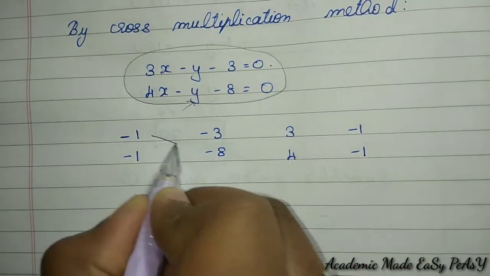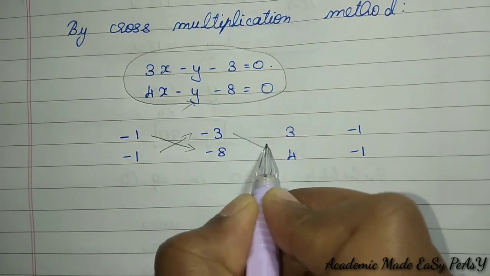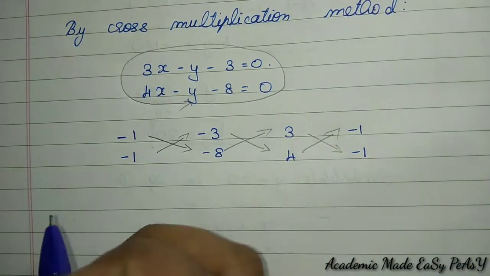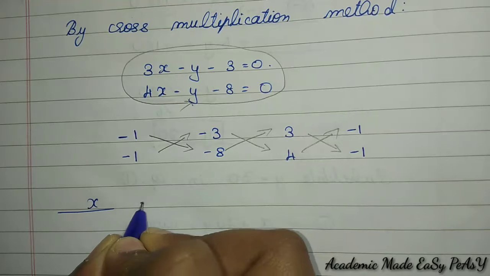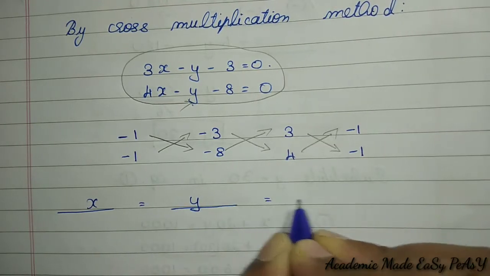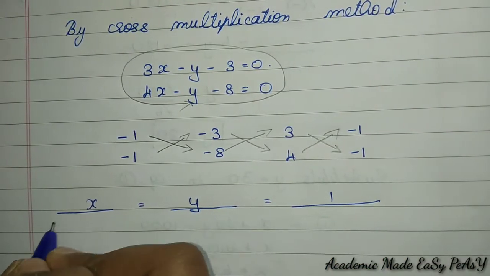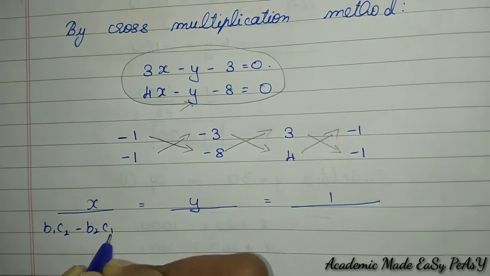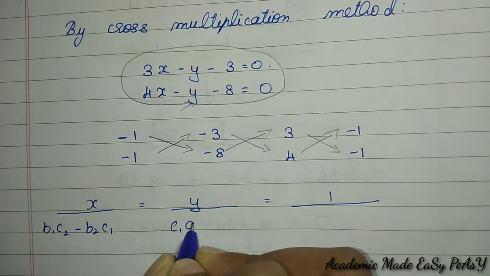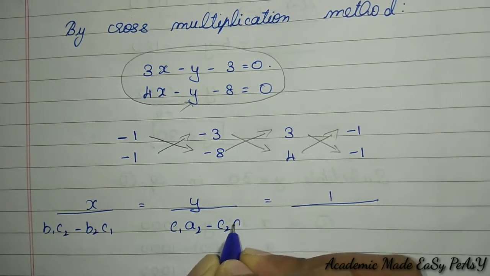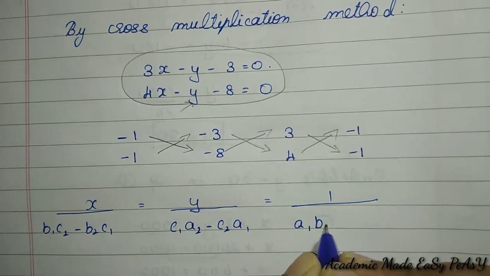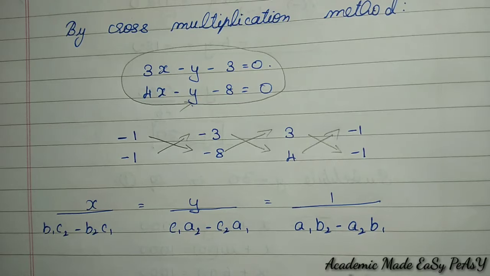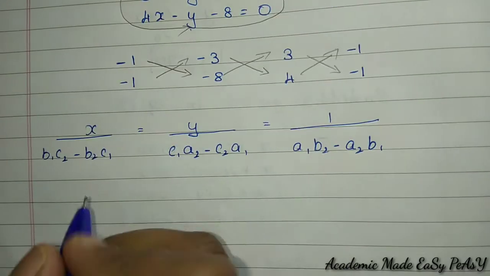So now I will be just crossing this. So next I will have x by is equal to y by is equal to 1 by. So x divided by b1 c2 minus b2 c1. Next c1 a2 minus c2 a1. a1 b2 minus a2 b1. This is a formula.